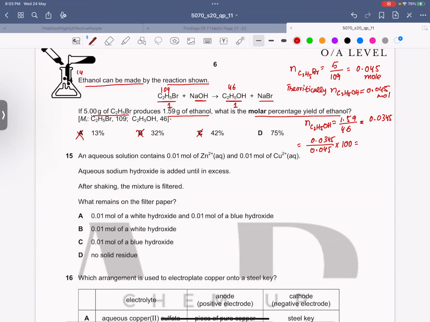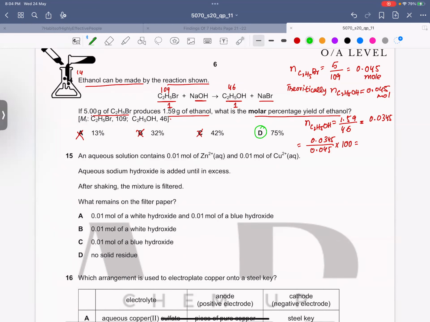Okay, so it means D is your correct answer. Yes, is this clear? Yes, Rayyan, Abdullah, Hassan, and Asad. Sir, can you explain it once again?